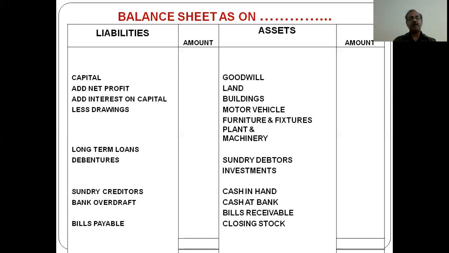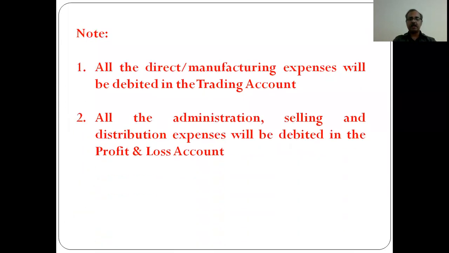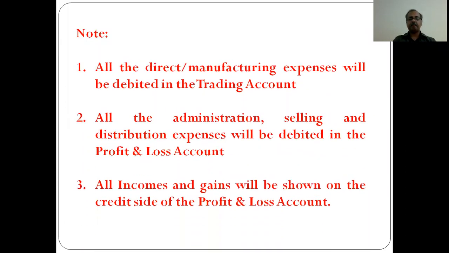Suppose we have 100 rupees on the liability side, there will be 100 rupees on the asset side. So there will be no balancing figure for the balance sheet. After preparing the balance sheet, assets and liabilities sides must be equal. So these are the formats of the income statement and position statement: trading account, profit and loss account and balance sheet.